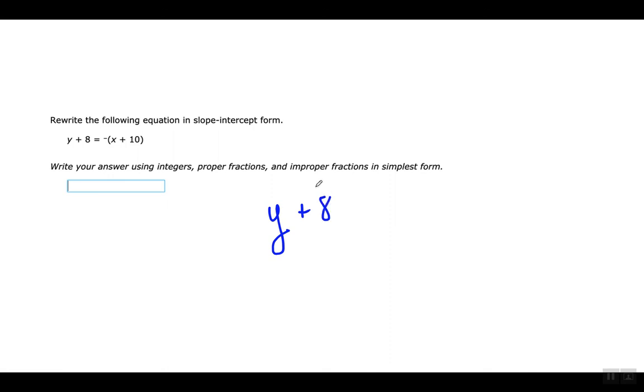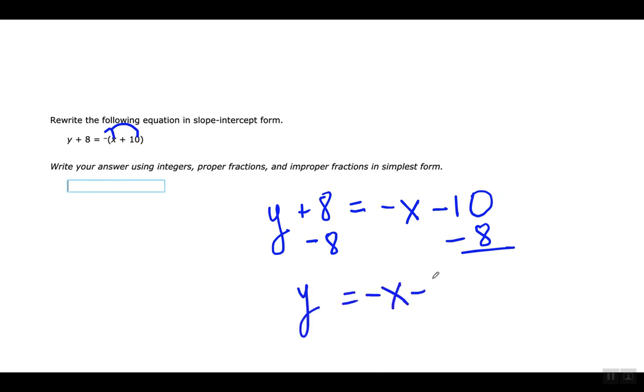This one, I want to distribute the negative sign. So I got y plus 8 equals negative x minus 10. Now let's just move the plus 8 to the right by subtracting. So y equals negative x minus 18.